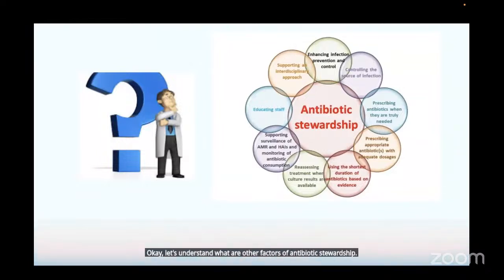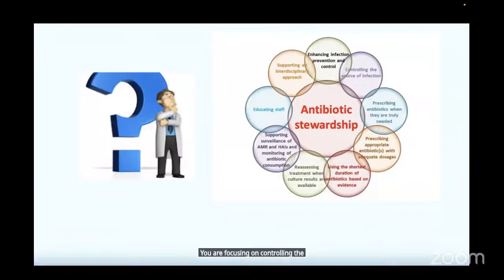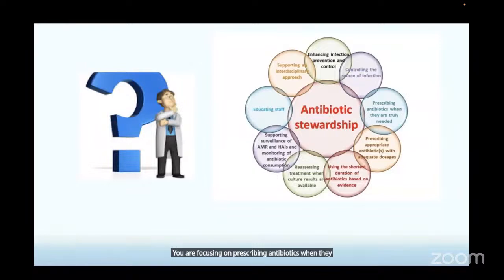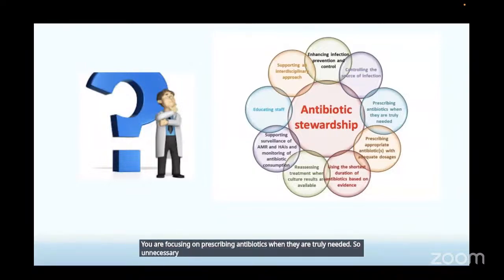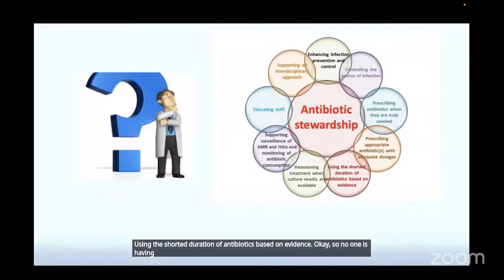Okay, let's understand the other factors of antibiotic stewardship. These are the parameters of antibiotic stewardship because it is an umbrella term. You are focusing on enhancing infection prevention and control. You are focusing on controlling the source of infection, which is basically the cause of it, right? You are focusing on prescribing antibiotics when they are truly needed, so unnecessary antibiotics are prohibited. Prescribing appropriate antibiotics with adequate doses, the right dose, the right drug, right? Using the shortest duration of antibiotics based on evidence. No one enjoys long term medication treatment. So this is very important, duration of therapy.